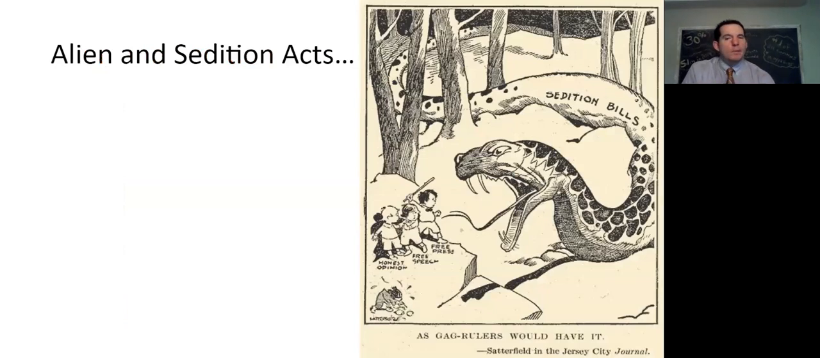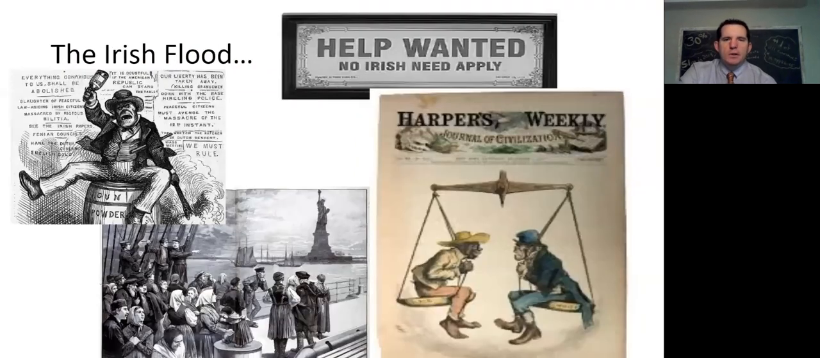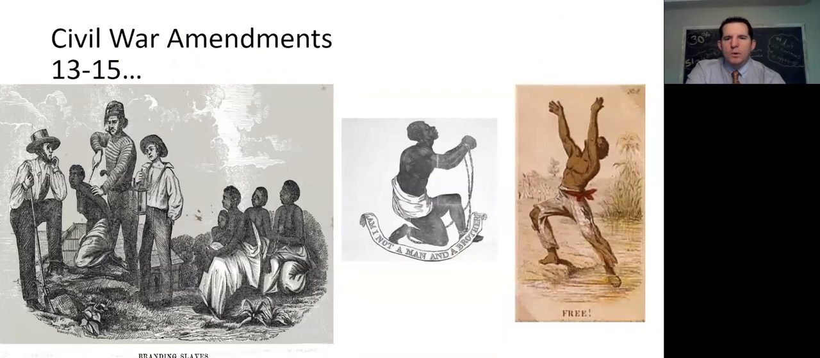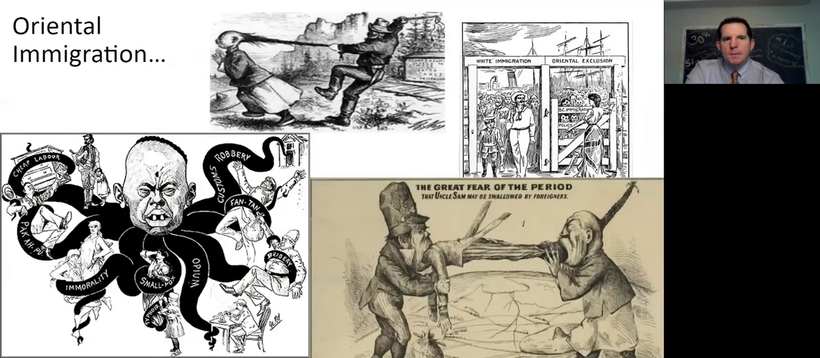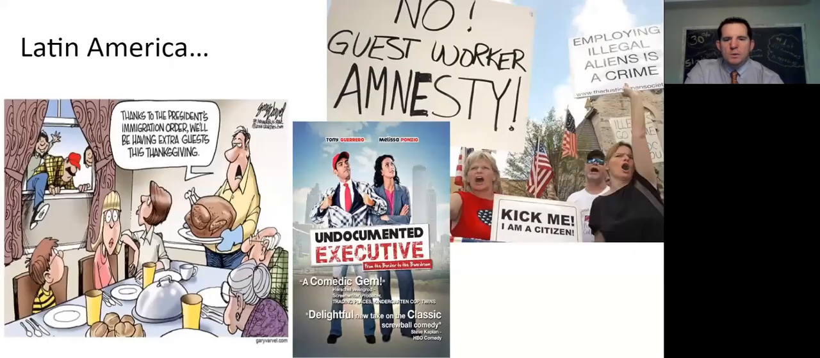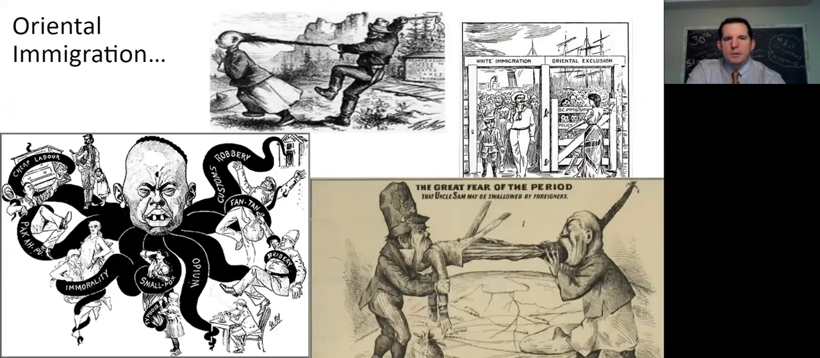So what are we going to be looking at? We're going to be looking at the Alien and Sedition Acts that really affected Irish and other white Europeans early on here in the late 1790s. I'll talk a little bit about why. And then obviously we're going to be looking at African Americans, like I said. And then this one, Oriental immigration, and then we're going to end up with Native Americans, but the timeline is a little skewed, but it'll be okay.